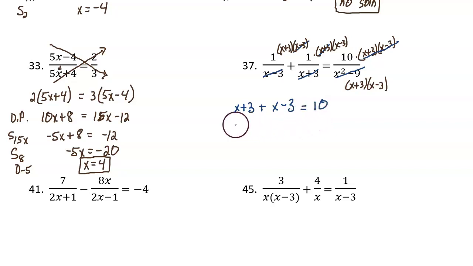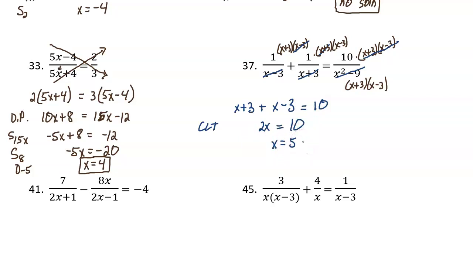Now we'll continue working on this. We can combine like terms. X plus x is 2x. Positive 3 and minus 3 cancels away to nothing. So we have 2x is equal to 10. Therefore, x is equal to 5.